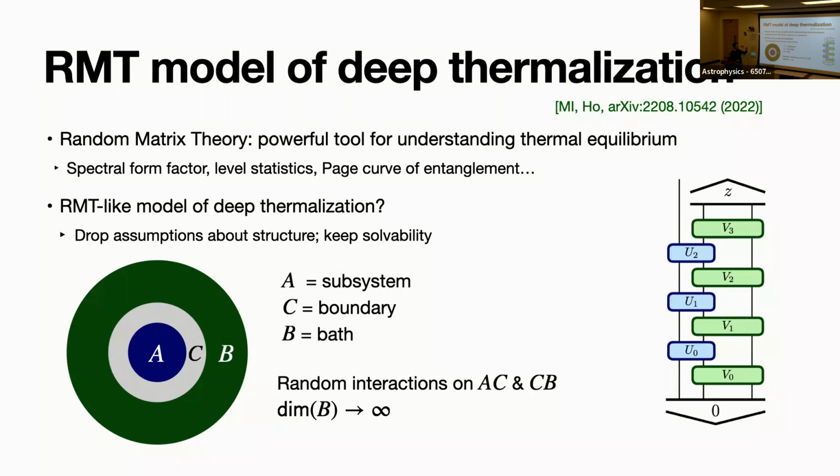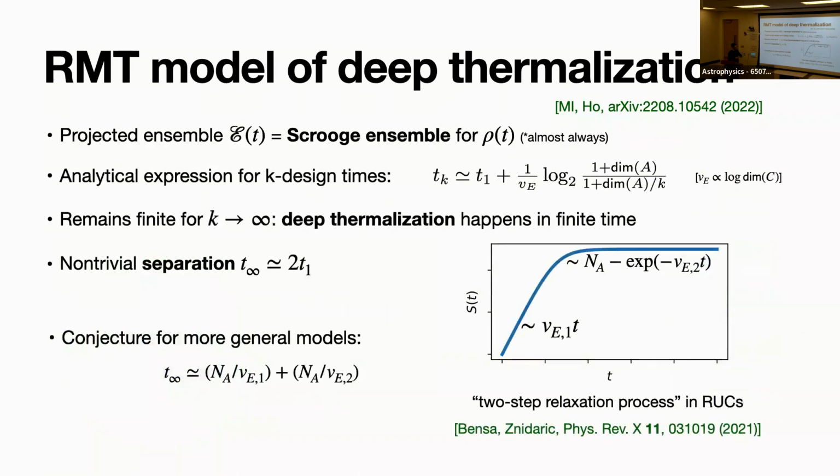Okay, so just jumping to results, we find that as a function of time, as a function of depth in this circuit model, instantaneously the projected ensemble realized by the system is the Scrooge ensemble for the relevant density matrix. As time goes on, the density matrix approaches thermal equilibrium, with an exponential asymptotic approach to equilibrium, and moment by moment, the projected ensemble is given by the Scrooge ensemble for the density matrix.